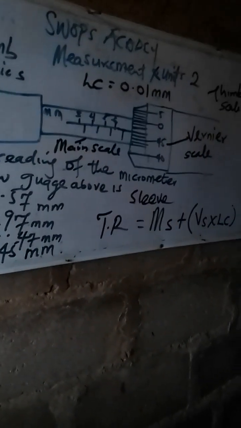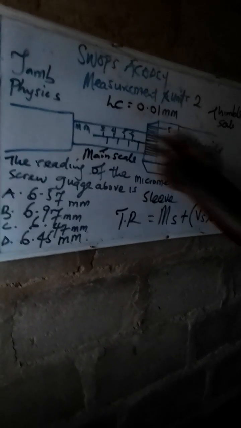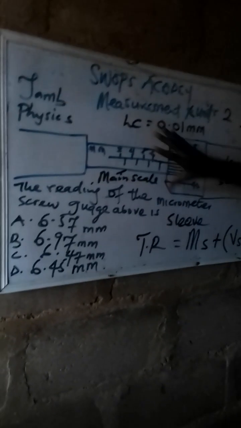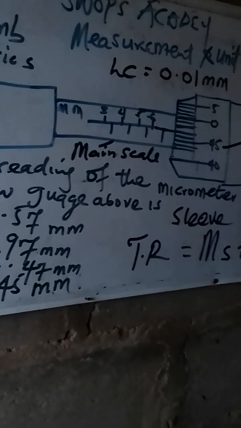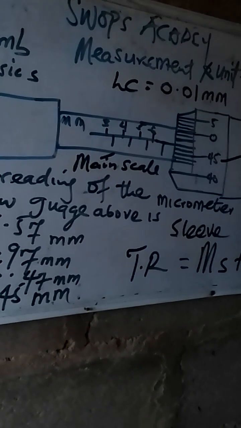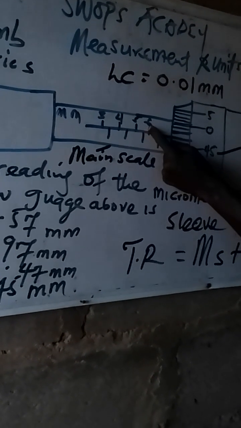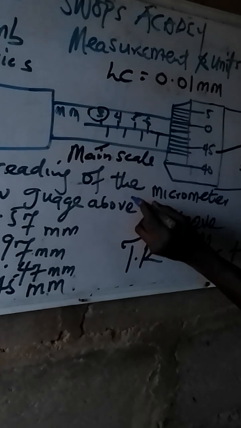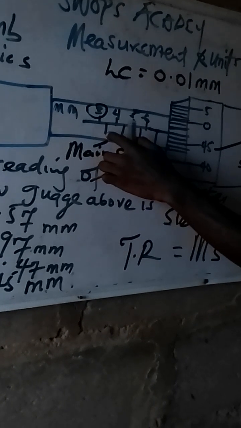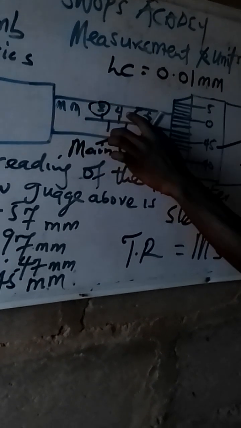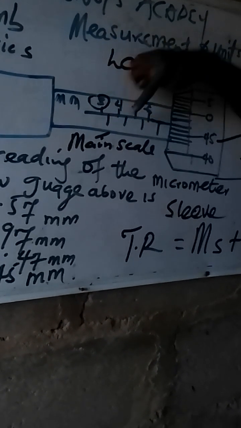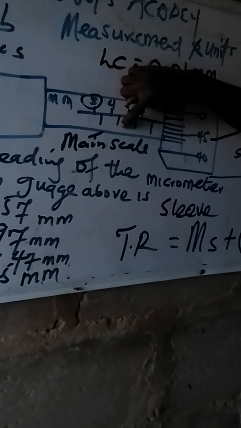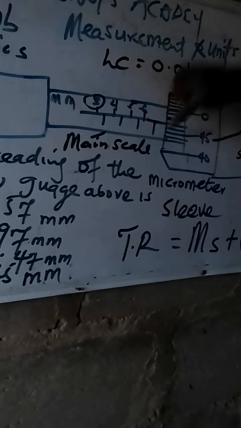Now let's use this formula to approach this JAMB question. The first thing is to come to your main scale. Where is our main scale? These are our main scale, and it starts from 3. If this is 3, this point will be 3.5. Or you count it like this: this is 3, this is 4, this is 5, this is 6, 6.5. Or 3, 3.5, 4, 4.5, 5, 5.5, 6, 6.5.